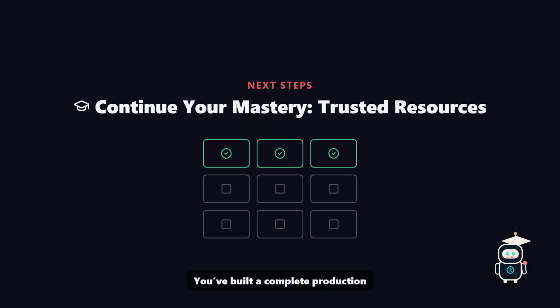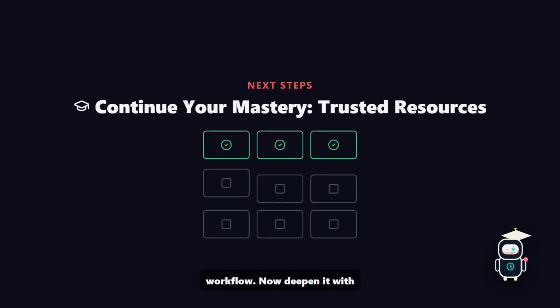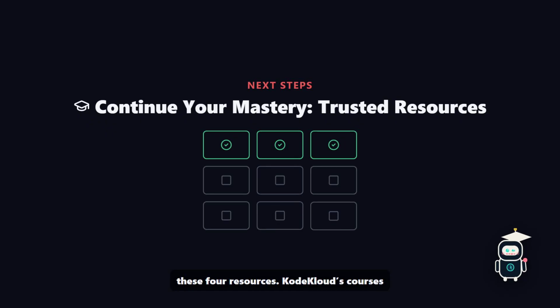You've built a complete production workflow. Now deepen it with these 4 resources. CodeCloud's courses are the gold standard. If you only do one, pick the Istio one. It will save you months of trial and error. Bookmark the official Istio tasks page for copy-paste ready YAML.